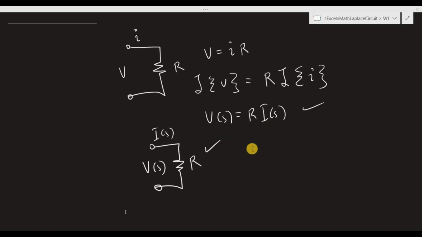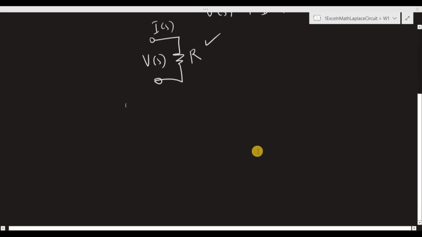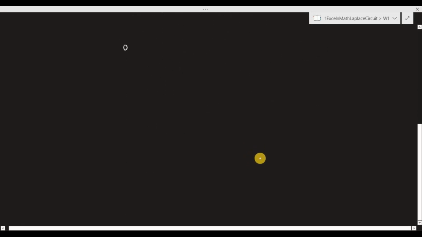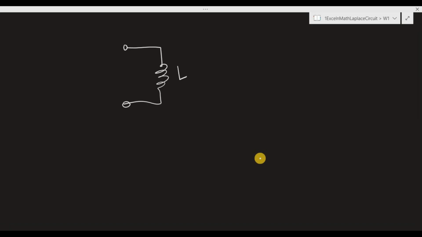Okay, next is the inductor. So we have an inductor, and the inductance of the inductor is L. The current flowing through the inductor is I, and the voltage across it is V. We know that the voltage across the inductor is given by the following equation: V equals L di over dt. The derivative of the current with respect to time is simply the rate of change of the current flowing through the inductor with respect to time.